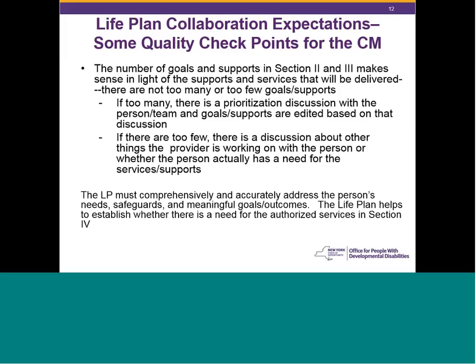So it's important that the life plan comprehensively and accurately address the person's needs, safeguards, and meaningful goals and outcomes. The life plan helps to establish whether there is a need for the services that are authorized in Section 4. And the development of the life plan also identifies for people who are new to services why those services should be authorized through the regional office for the ongoing delivery of a service that the person is asking for. So, the life plan is able to identify some of the specific areas of interest for the person and how services are going to be able to achieve that, as well as the safeguard needs that a person has and how the services and supports will help that person achieve those safeguards.